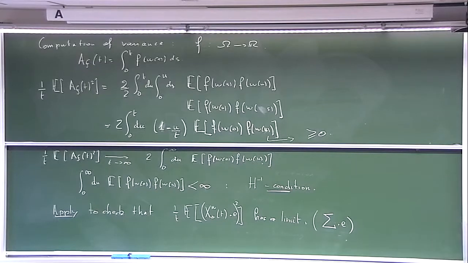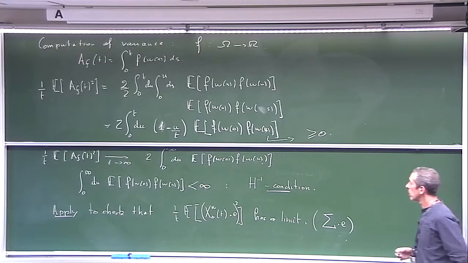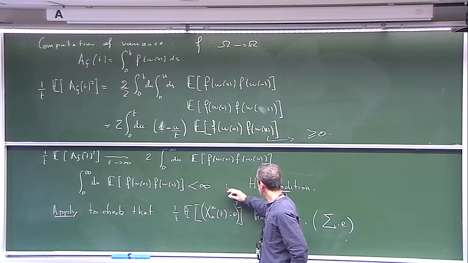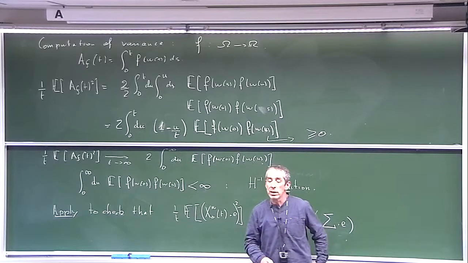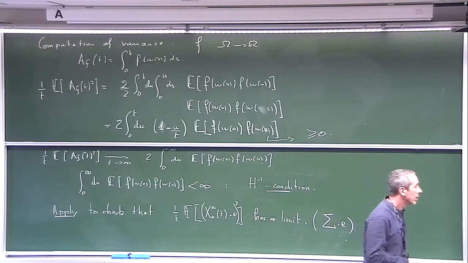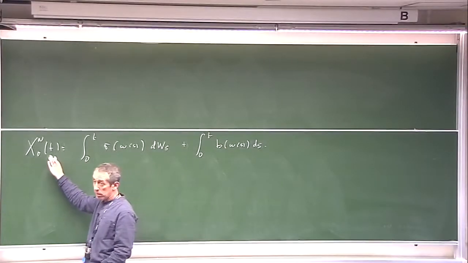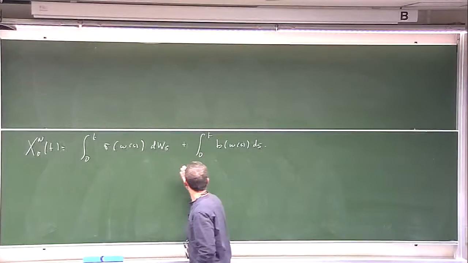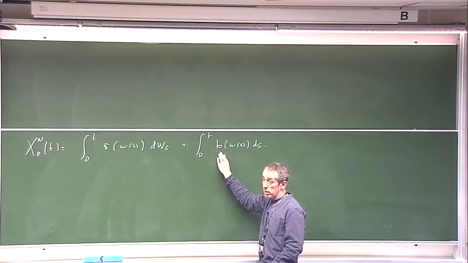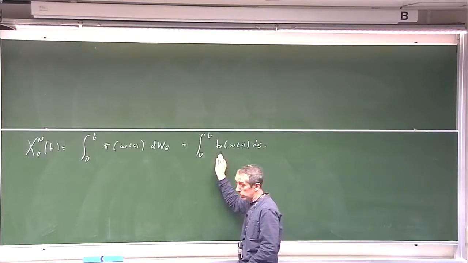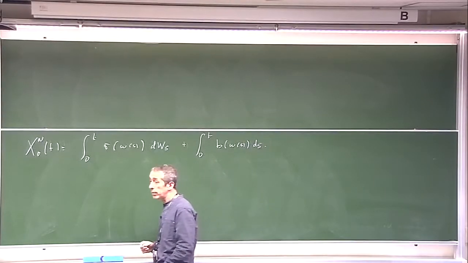But indeed, it's a restriction. It's a condition on f. So let's say if this is satisfied, then f satisfies the H minus 1 condition. And actually, if we want to compute the variance of this, we should check that b satisfies the H minus 1 condition.